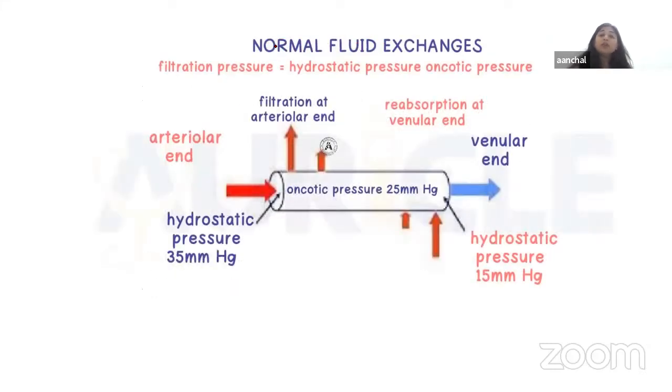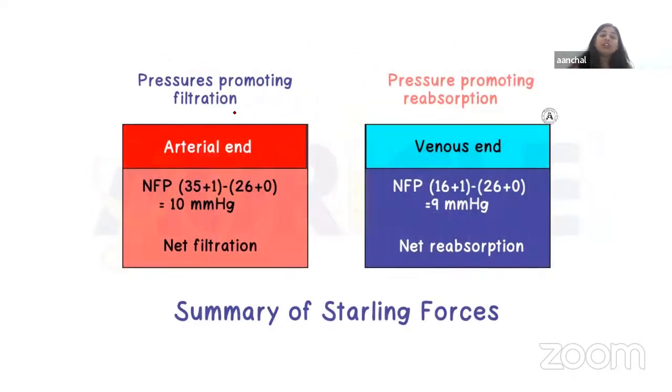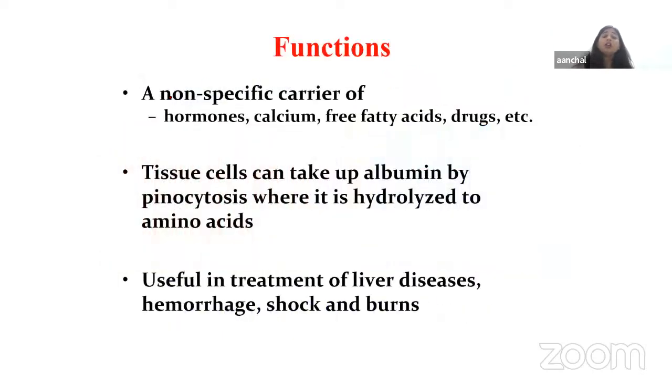Then we know that normal fluid exchange occurs here, like hydrostatic pressure at the arterial end is 35 mmHg, and at the venular end it is 15 mmHg. And we have just discussed which forces favor filtration and which do not. The pressure promoting filtration at the arterial end is a net filtration of about 10 mmHg, and at the venous end it is 9 mmHg.